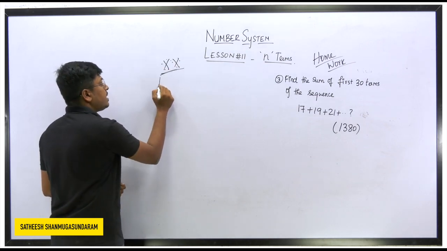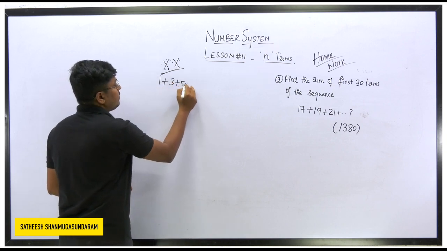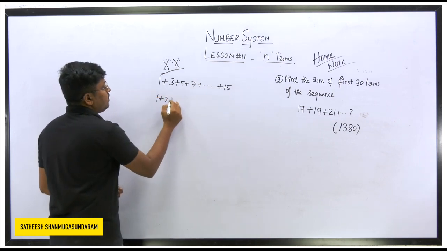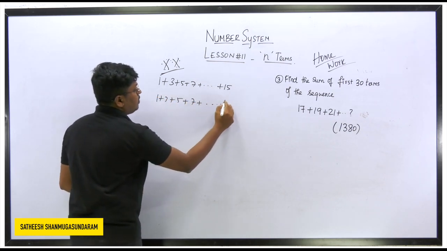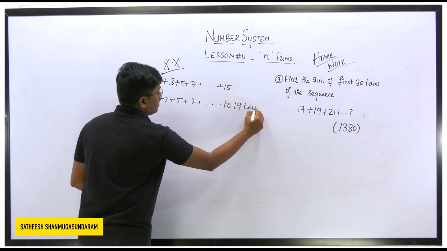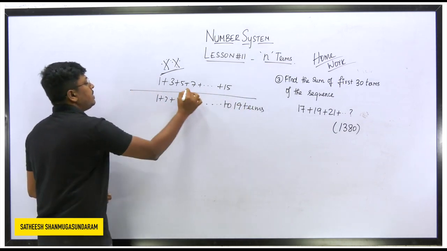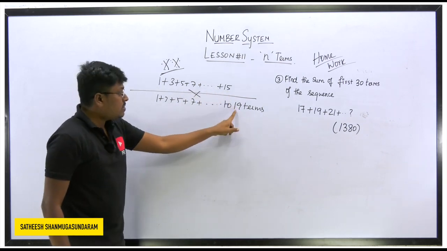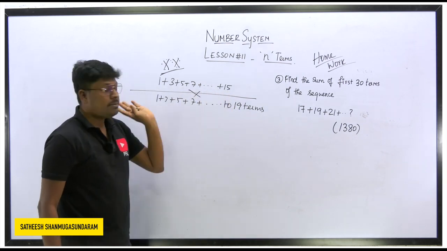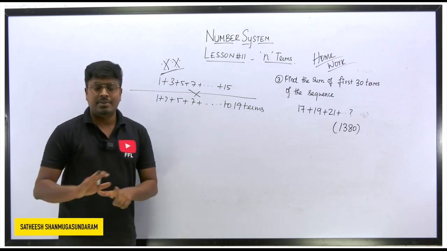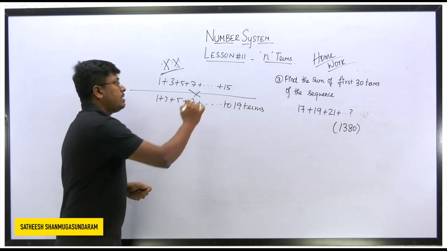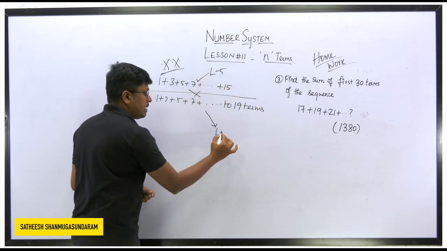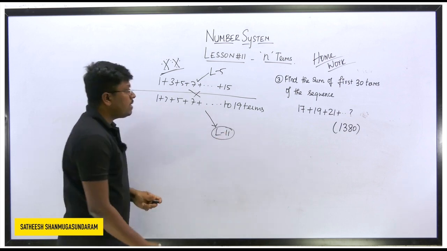If the series is in this way, for example 1 3 5 7 up to 15, or 1 3 5 7 up to 19 terms, both are completely different. Understood? This one is only up to 15, but this one is up to 19 terms. You have to write all the numbers till 19 terms. Got it? That's the difference. This is the thing we learnt in lesson number 5, and this is the thing we learnt in lesson number 11. Got it?